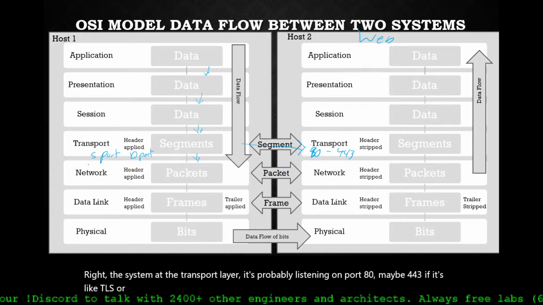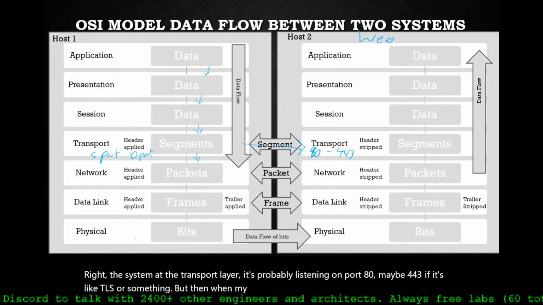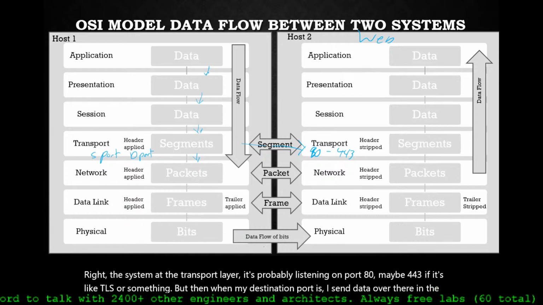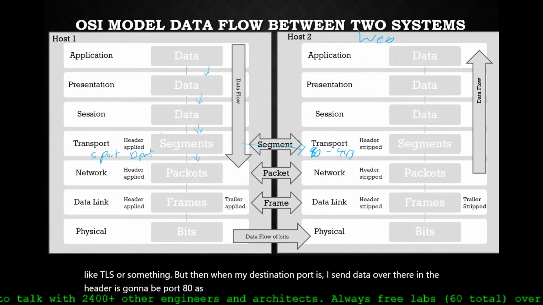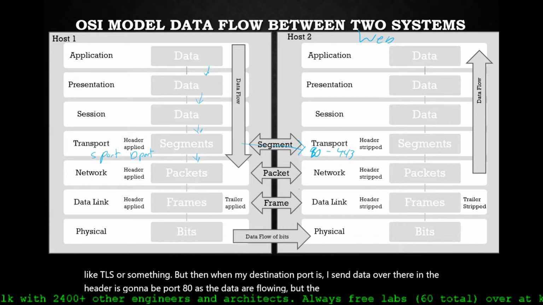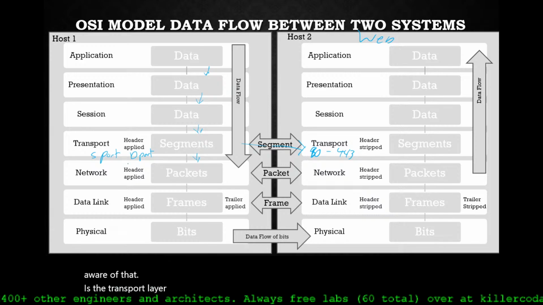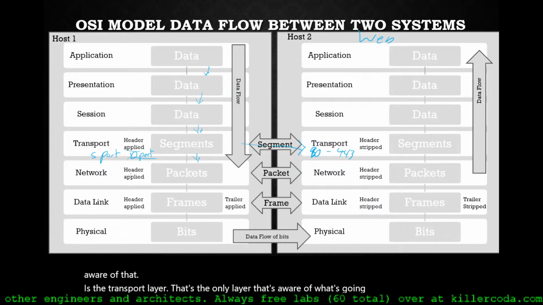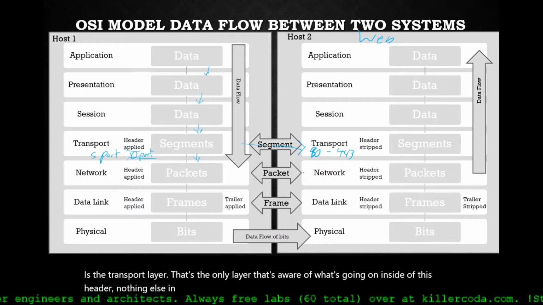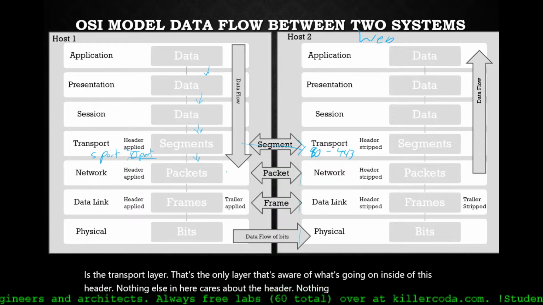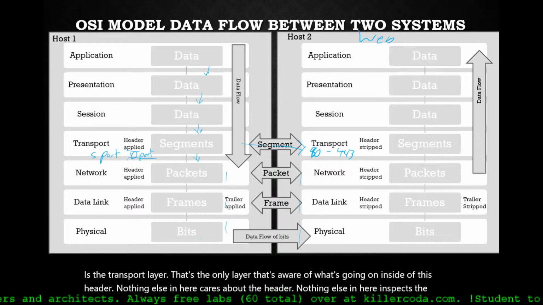Then my destination port, as I send data over there in the header, is going to be port 80 as the data are flowing. But the only system over here that's aware of that is the transport layer. That's the only layer that's aware of what's going on inside of this header. Nothing else in here cares about the header. Nothing else in here inspects the header of the transport layer as it goes down.